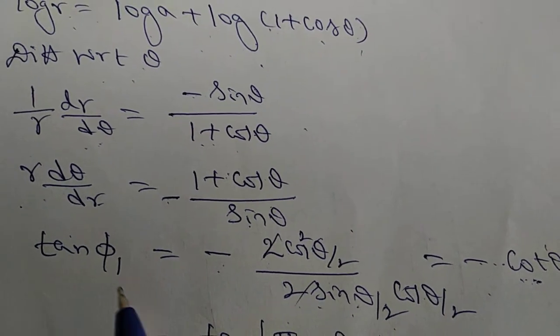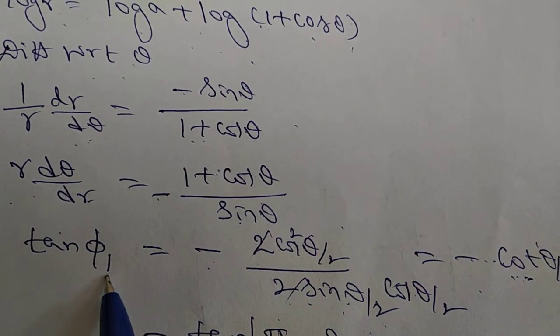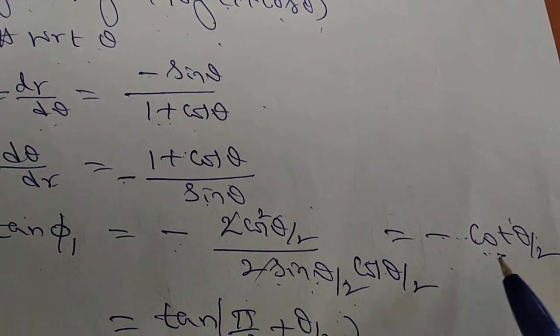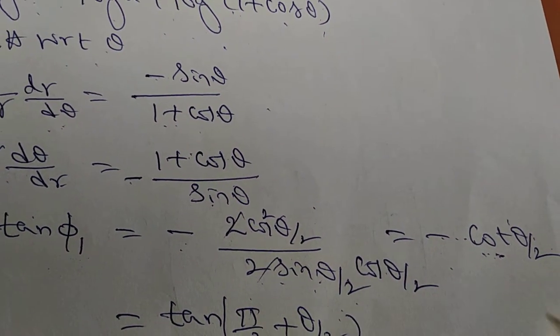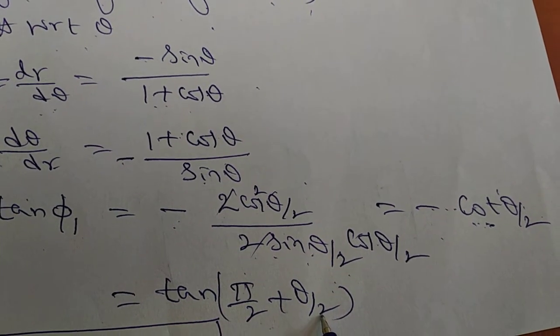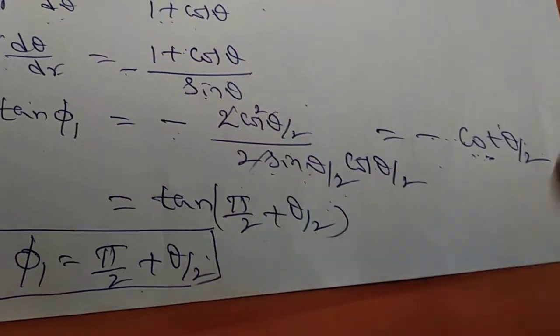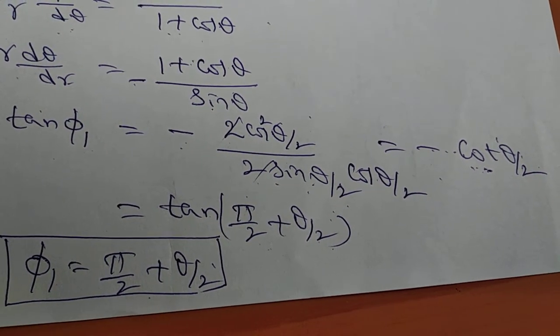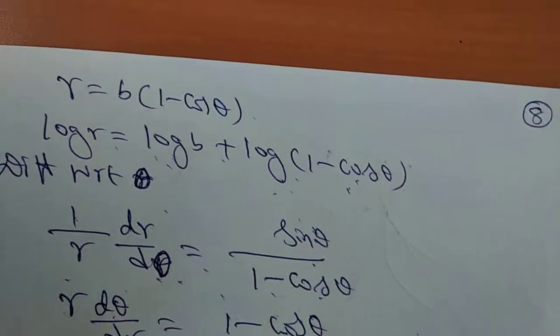So left hand side, tan psi 1 represents what? First curve, tan psi 1 for the first curve. Right hand side, minus cot is there. How to write in terms of tan? So tan 90 plus theta. So that's why tan of pi by 2 plus theta by 2. So therefore psi 1 is equal to what? Pi by 2 plus theta by 2.